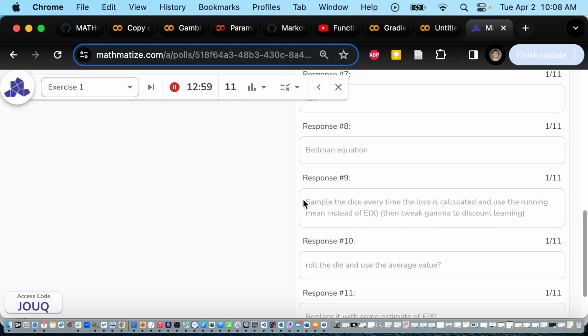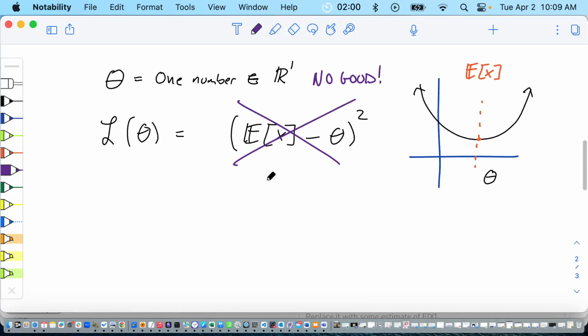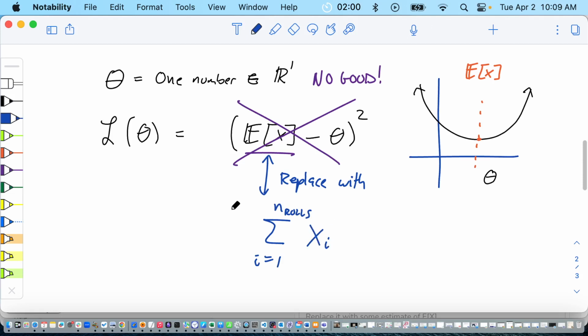Okay. Sample the dice every time the loss is calculated and use the running mean instead of the expected value of x. So one person is close. They're like, look, the expected value of x, we could replace that with the sum, i equals 1 to n rolls, of x_i divided by the number of rolls. And some people call this the empirical mean. How do you write empirical mean? Lots of different ways to write it. Let's do it with a hat. Sometimes hats mean empirical. And the empirical mean of x.